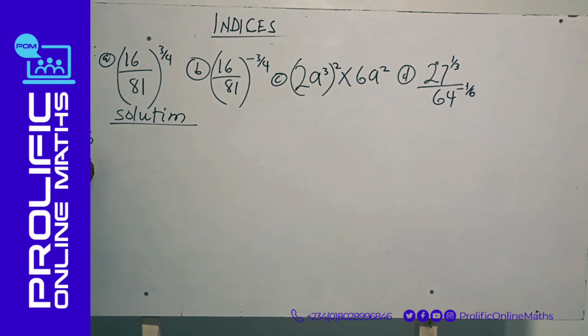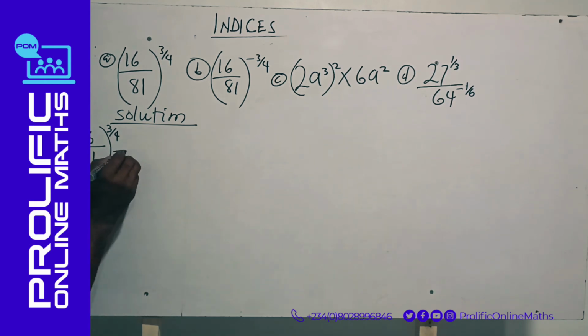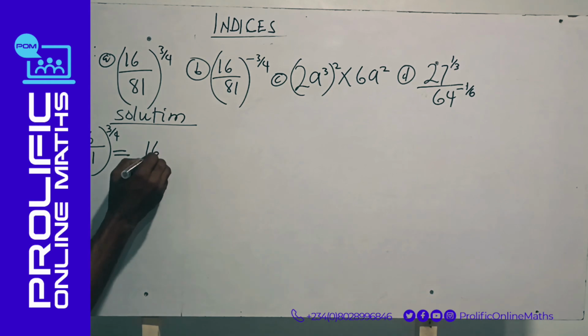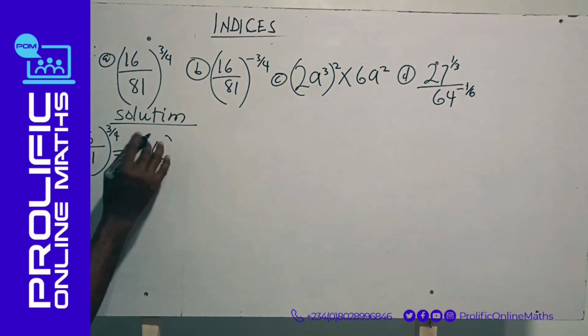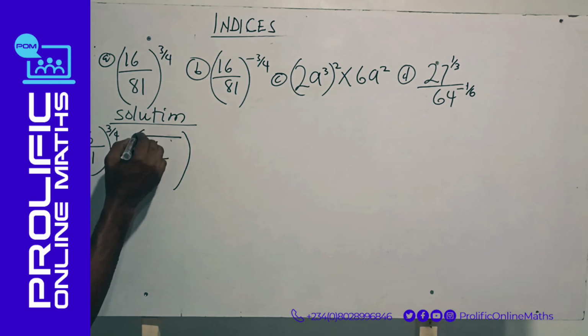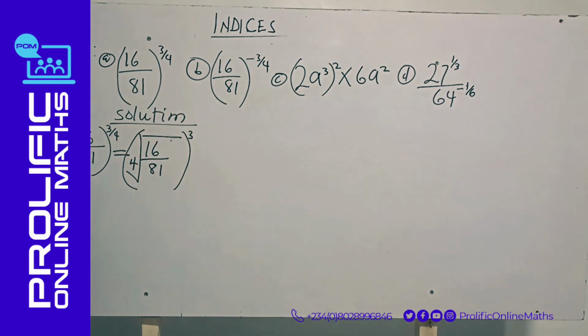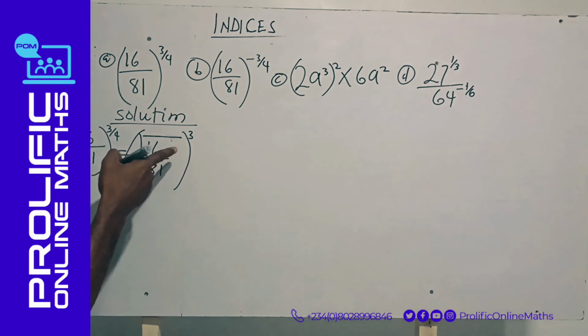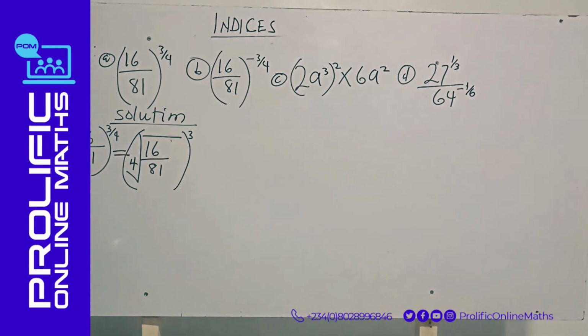A, we have (16/81) raised to power 3/4. Now remember, under our root law, I said we can write the root law in form of fraction. This can be expressed like this: the fourth root of 16 over 81, then close bracket raised to power 3. That's what this one is saying. What does this one mean?